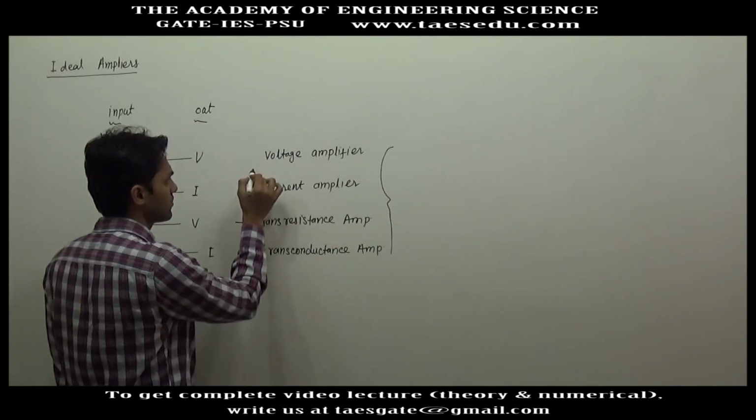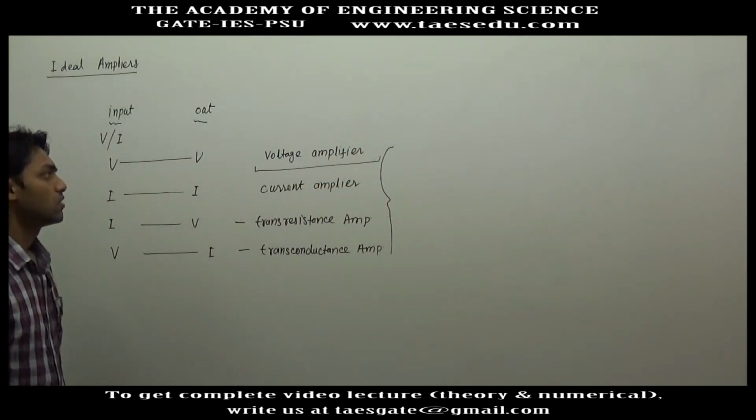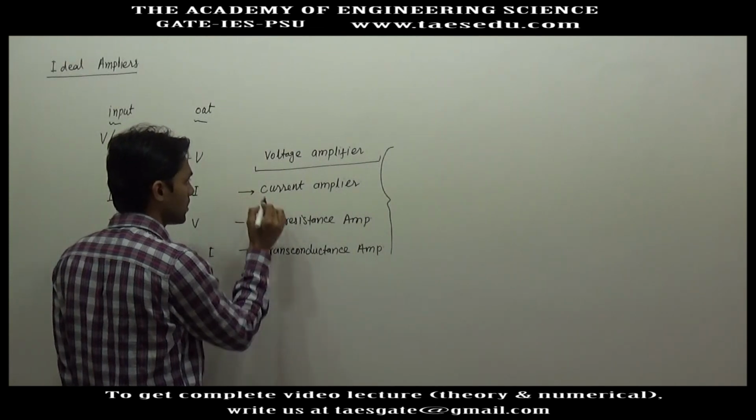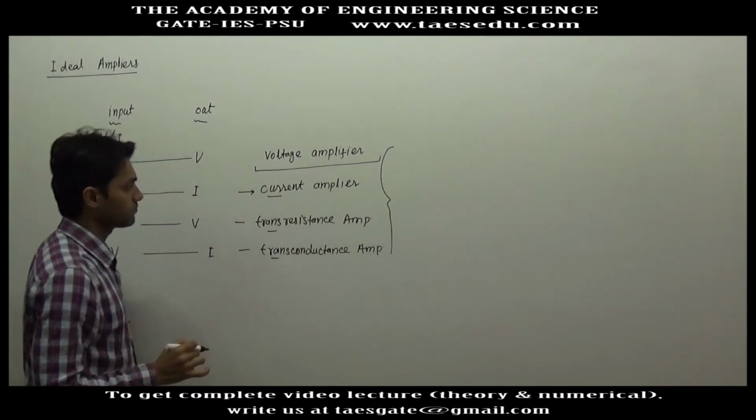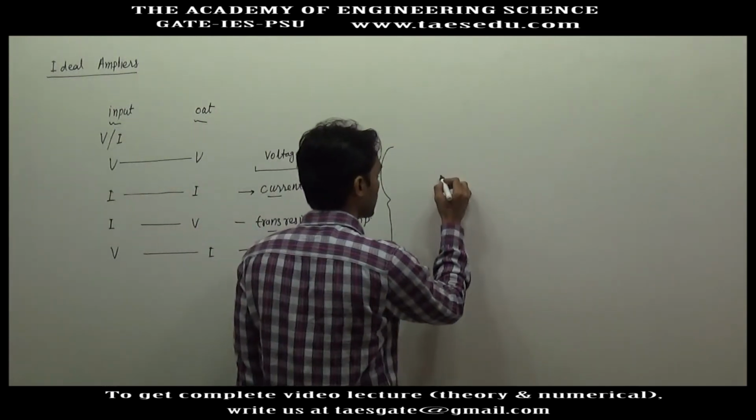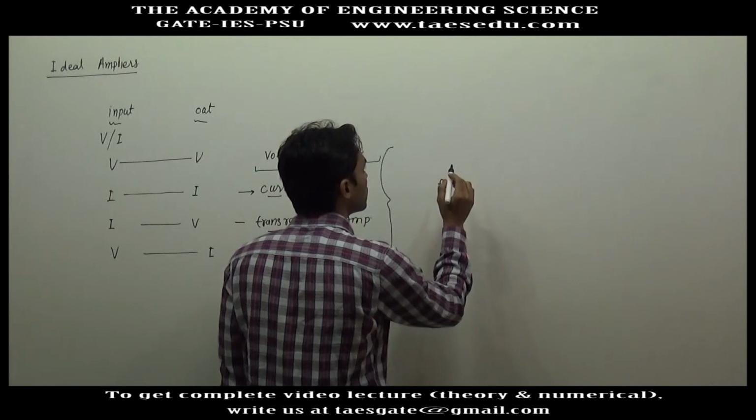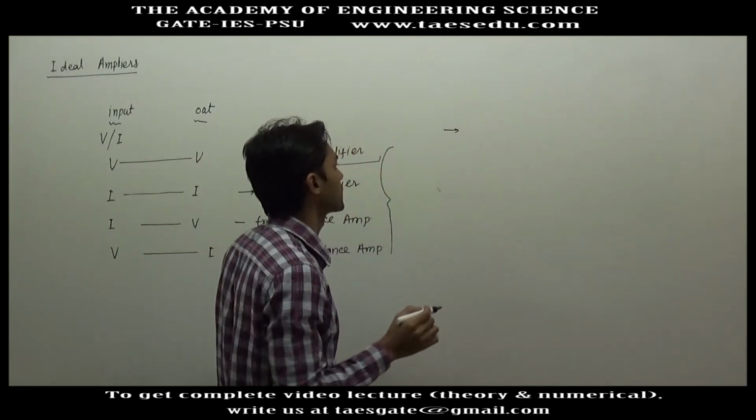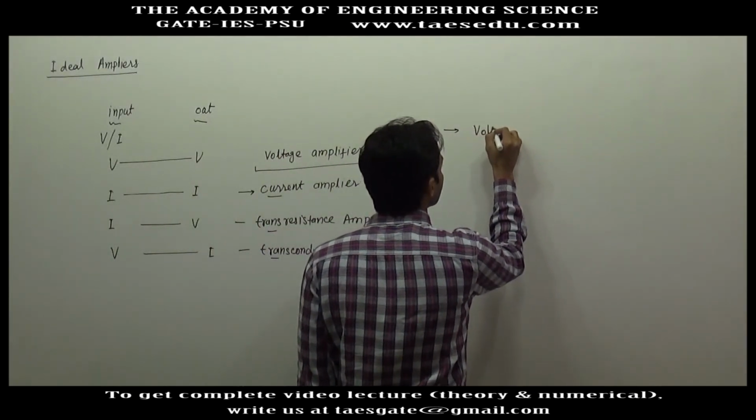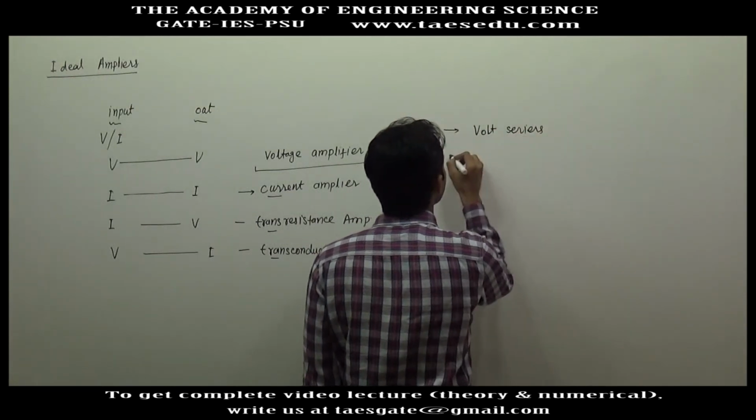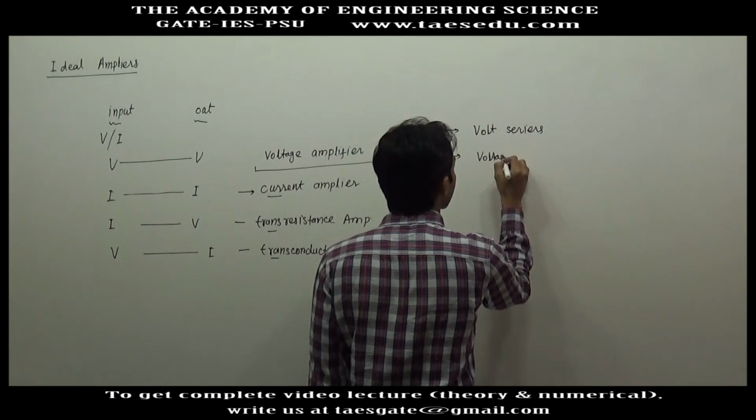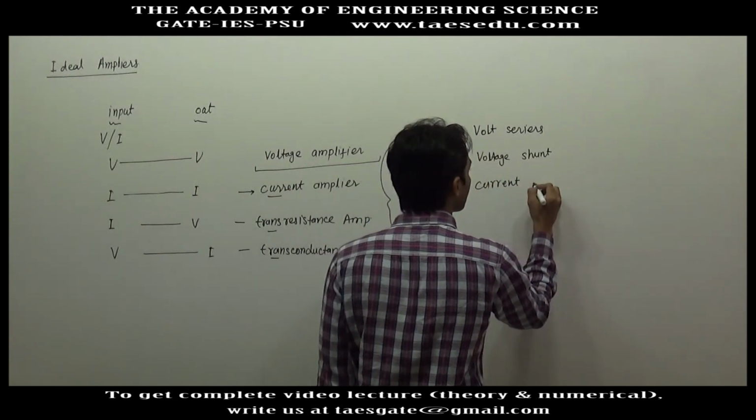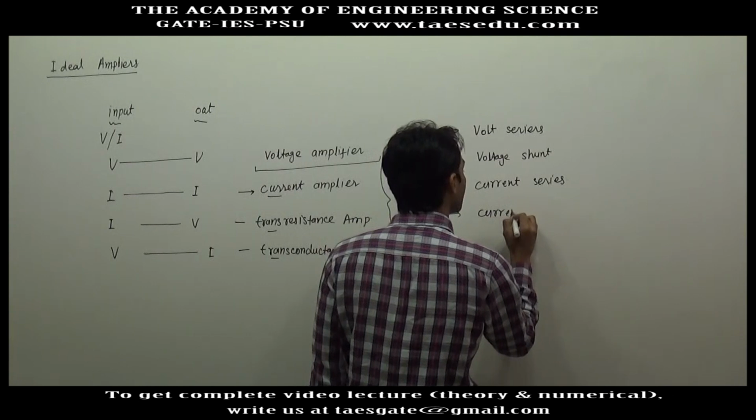Out of these four types of amplifiers, we normally study voltage amplifier in op-amp, but we also need to have a little bit of idea about these amplifiers. When we study feedback or the effect of feedback, we have to study four types of feedback connections: voltage series, voltage shunt, then current series, and current shunt.